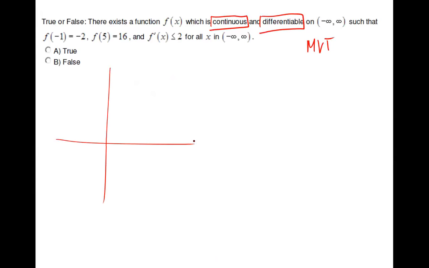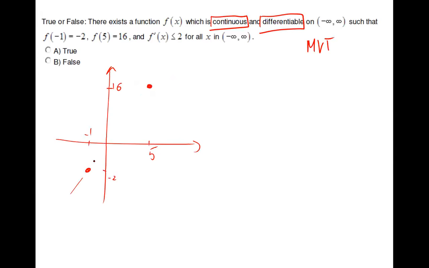There exists a function f of x, which is continuous and differentiable everywhere, such that f of -1 is -2, f of 5 is 16, and the derivative is always less than 2. That means this is probably the mean value theorem. But what we can do, we can try to plot these points. At -1, the value is -2. At 5, the value is 16.